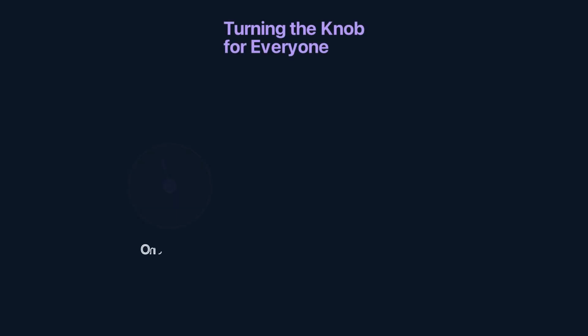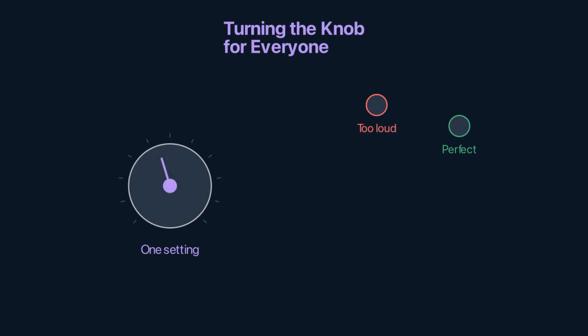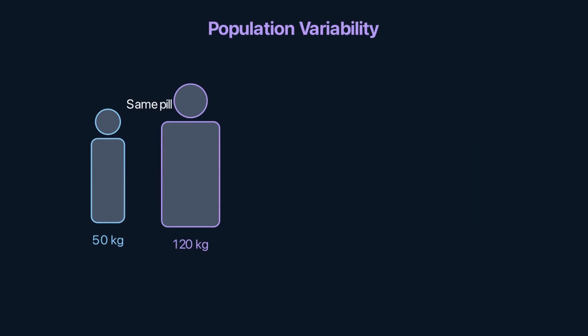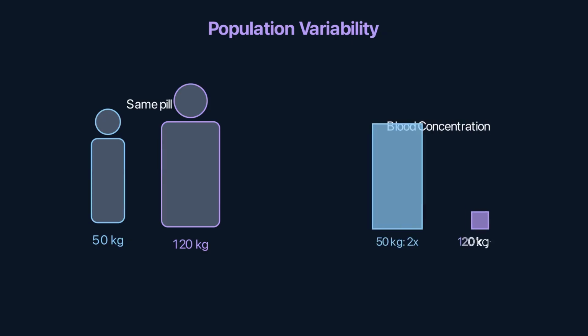1 knob setting. 100 listeners. Some too loud. Some can barely hear. Same dose, different levels in different patients. 50 kilogram woman and 120 kilogram man. Same pill. Her concentration is twice his.